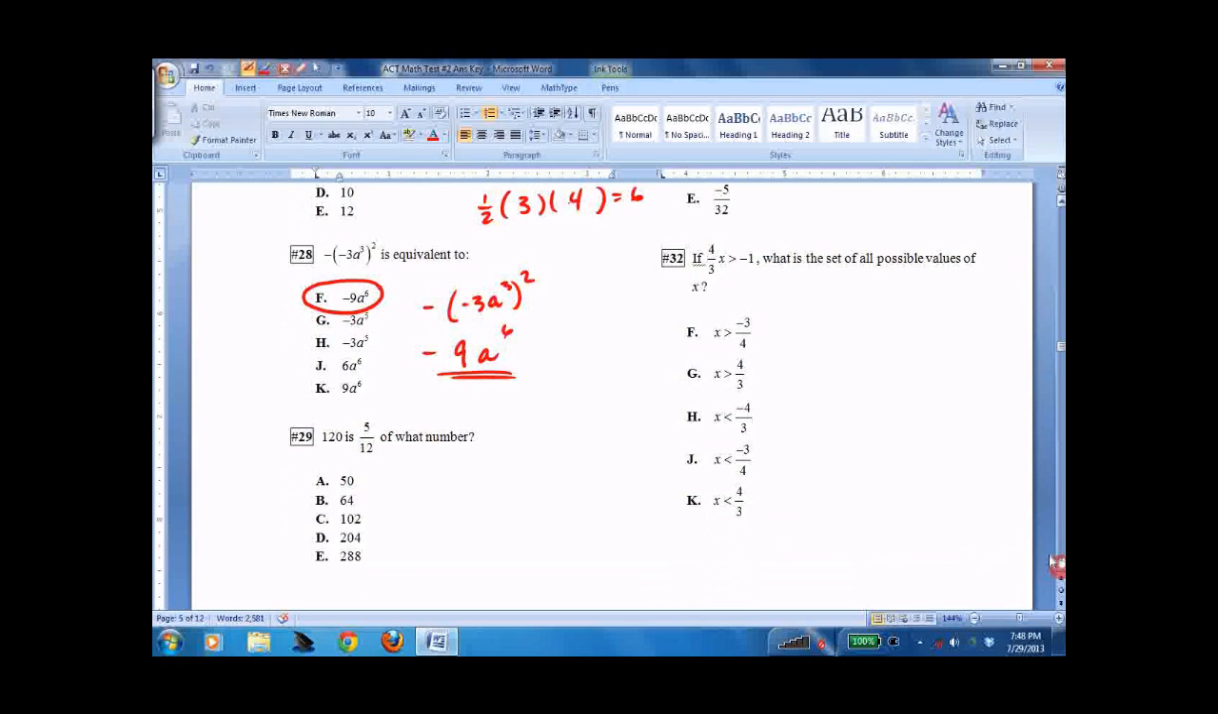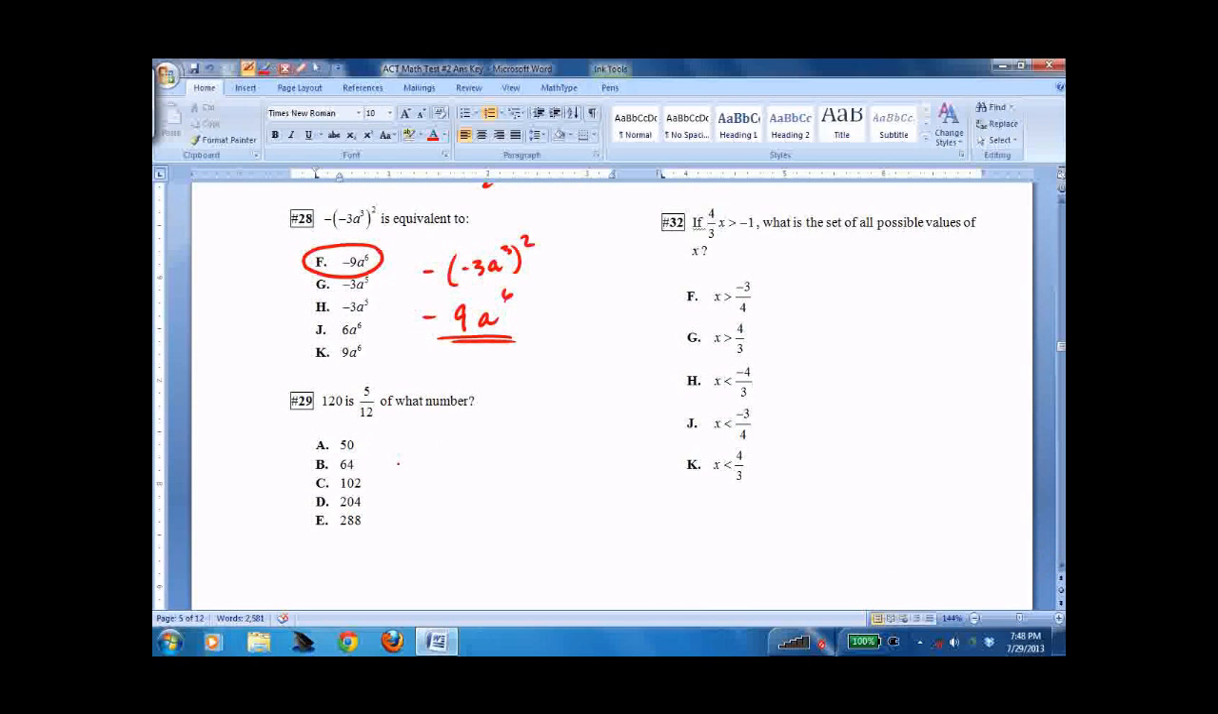Percentage problem, what we call a pre-algebra problem. 120 is 5/12 of what number? 5/12 times x equals 120. X equals 120 times 12 over 5. X equals... I was going to pull out the calculator, but I think I'll do this. 24, which is 288, I believe. Gives us E.